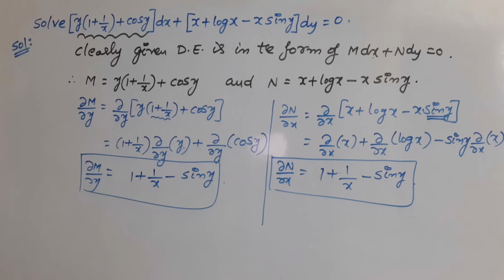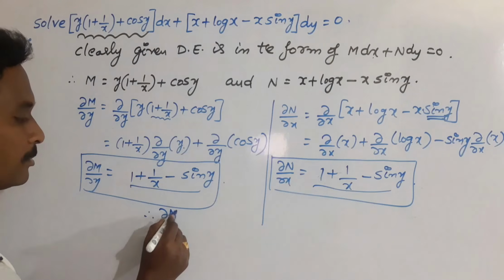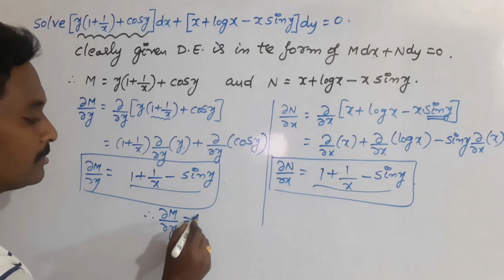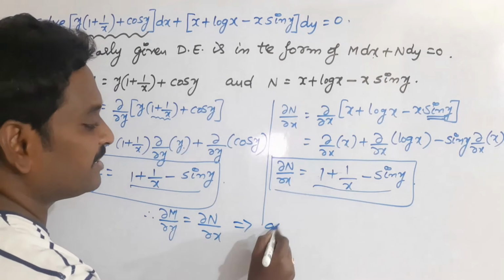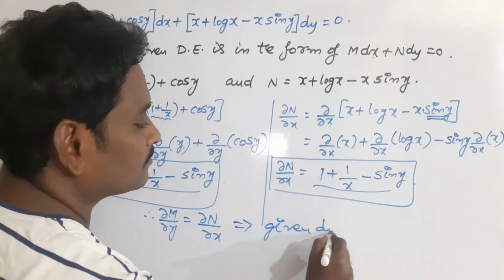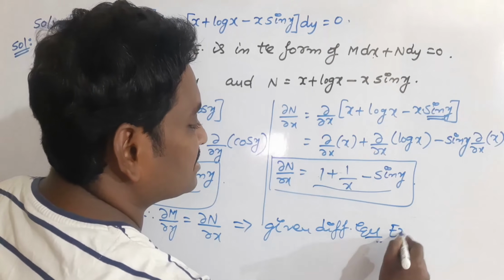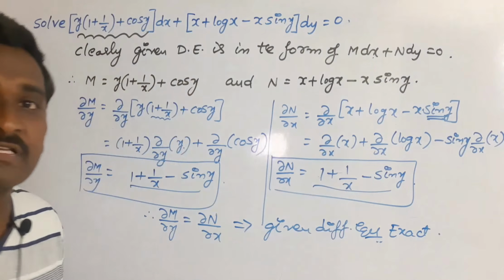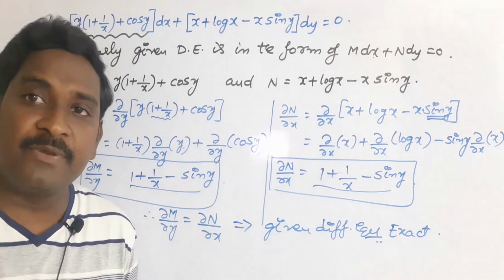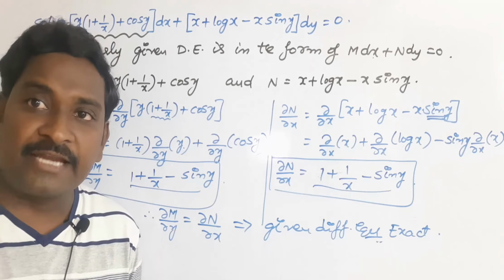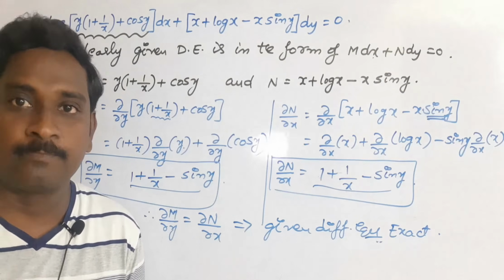We observe that both are the same. So ∂M/∂y = ∂N/∂x, and we conclude that the given differential equation is exact. Whenever a given differential equation is exact, we can immediately write the general solution directly.